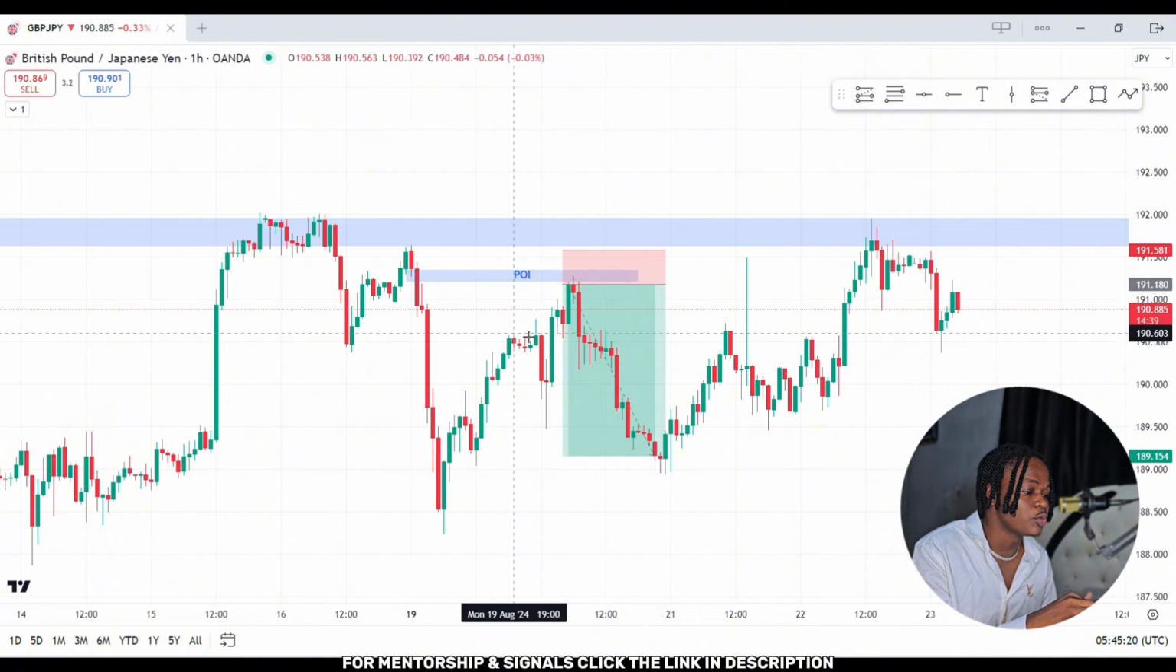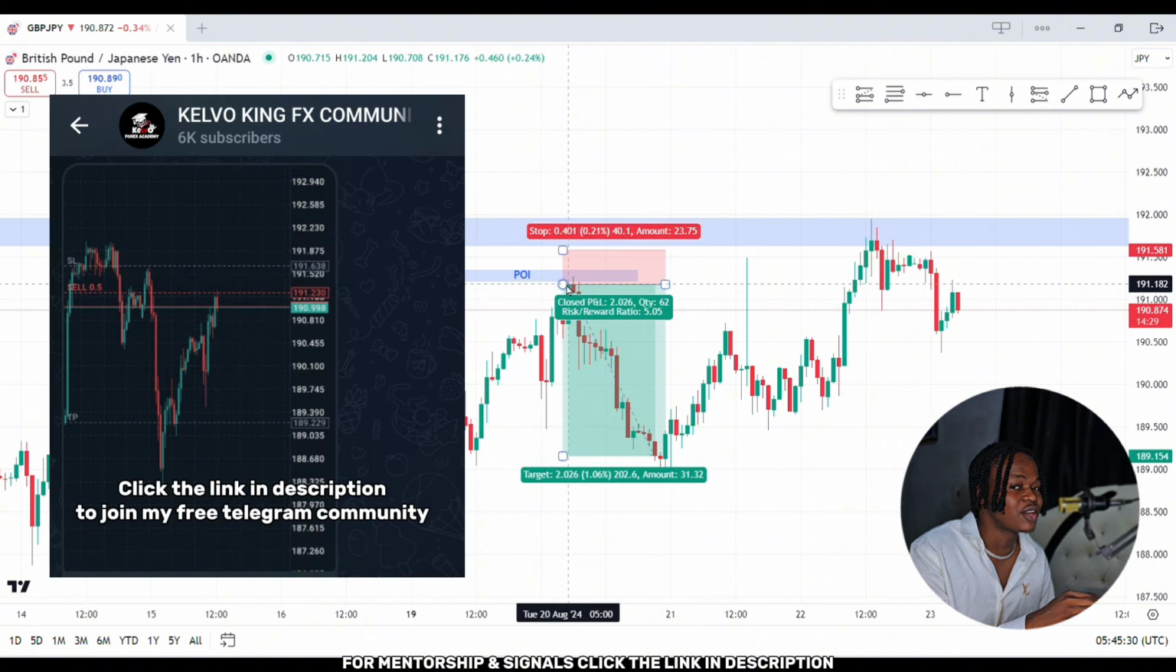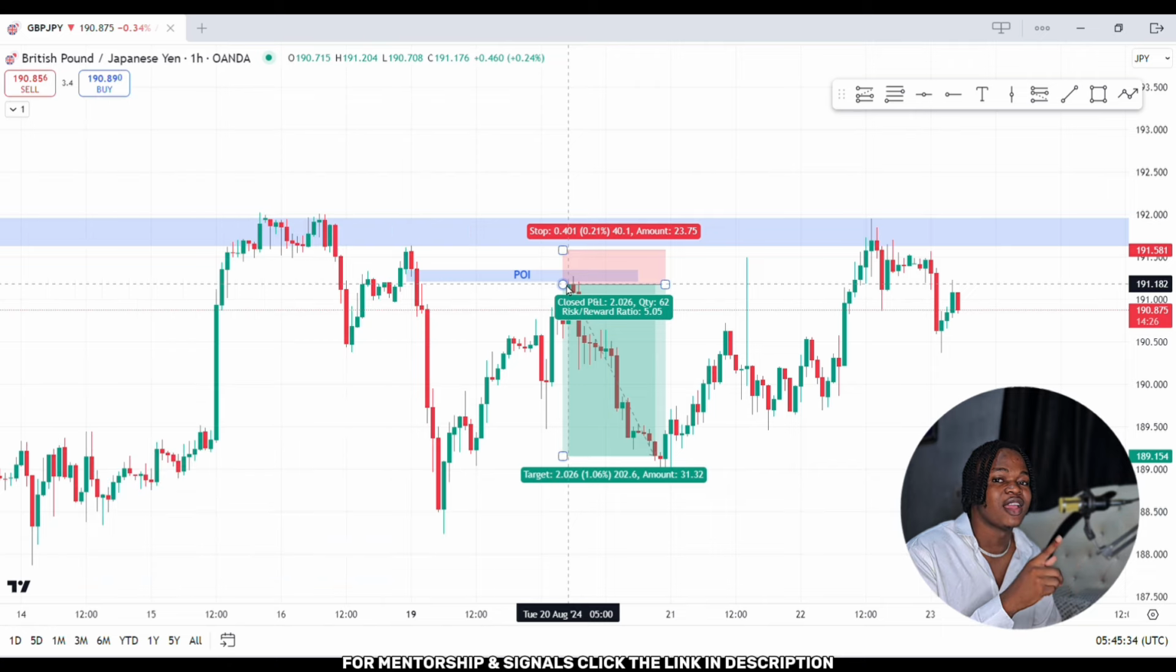So price got up to this point, created inducement, which means there's liquidity above here again. Then price came all the way to our what? To our point of interest. We took a sell from this point. I sent out the signal, as you can see on your screen right here. I sent out the signal as a free signal to my free Telegram community.